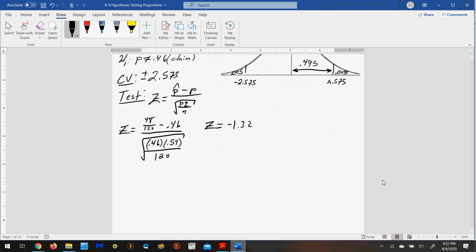Now I'll put that on my picture, which would be to the right of the critical value negative 2.575 somewhere. And now for my decision. Where did that test statistic land? It landed outside of a tail, which means I'm going to be accepting the null hypothesis.